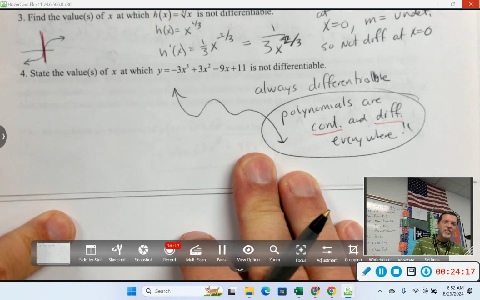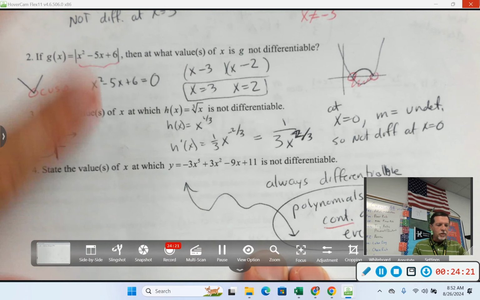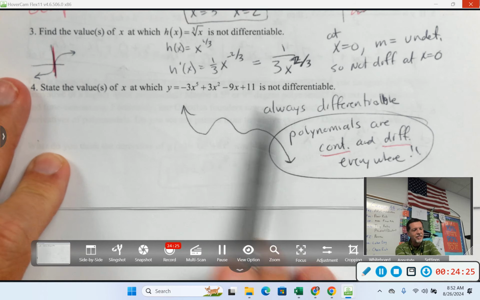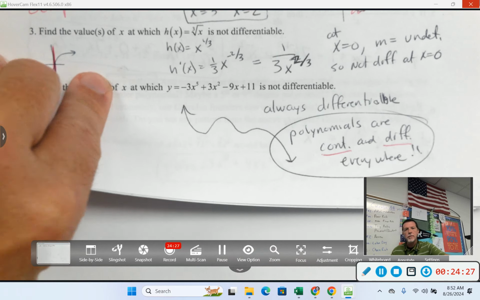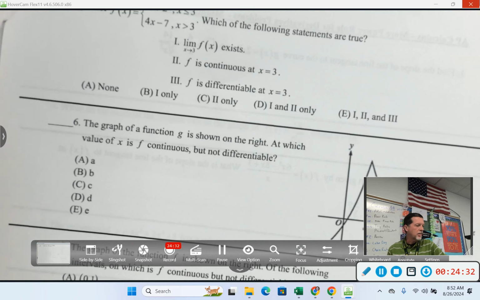But in this section of the test, people are going to get so focused on finding places where it doesn't work, they're going to do something weird with this instead of recognizing that it's a trick question. It's always continuous. It's a trick question because it's easy, not because it's hard.